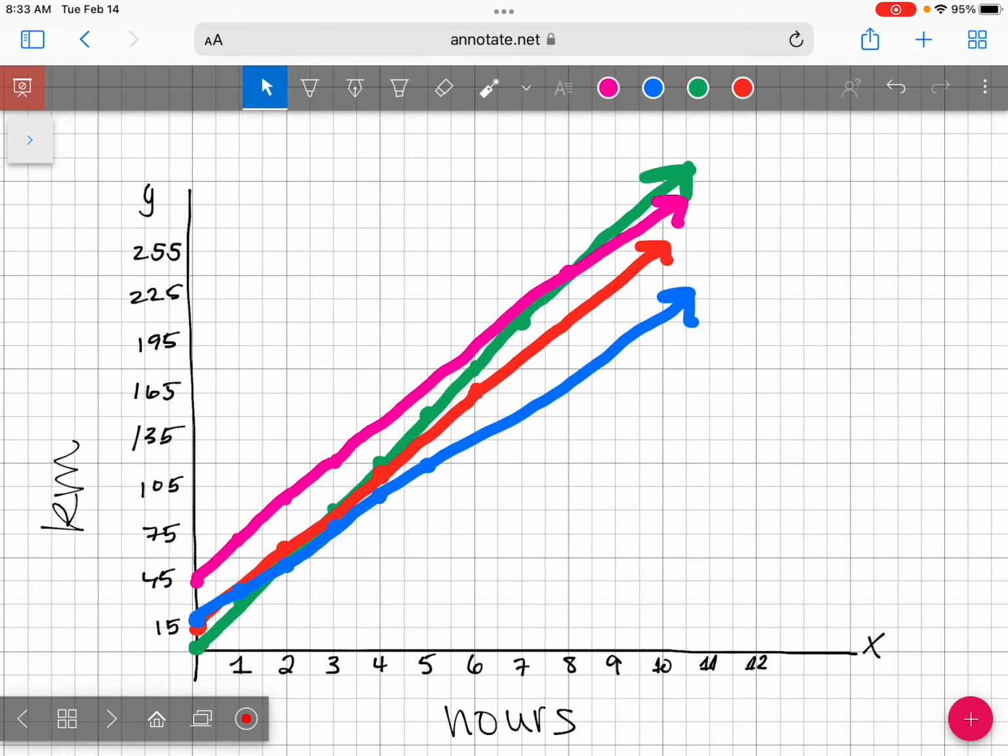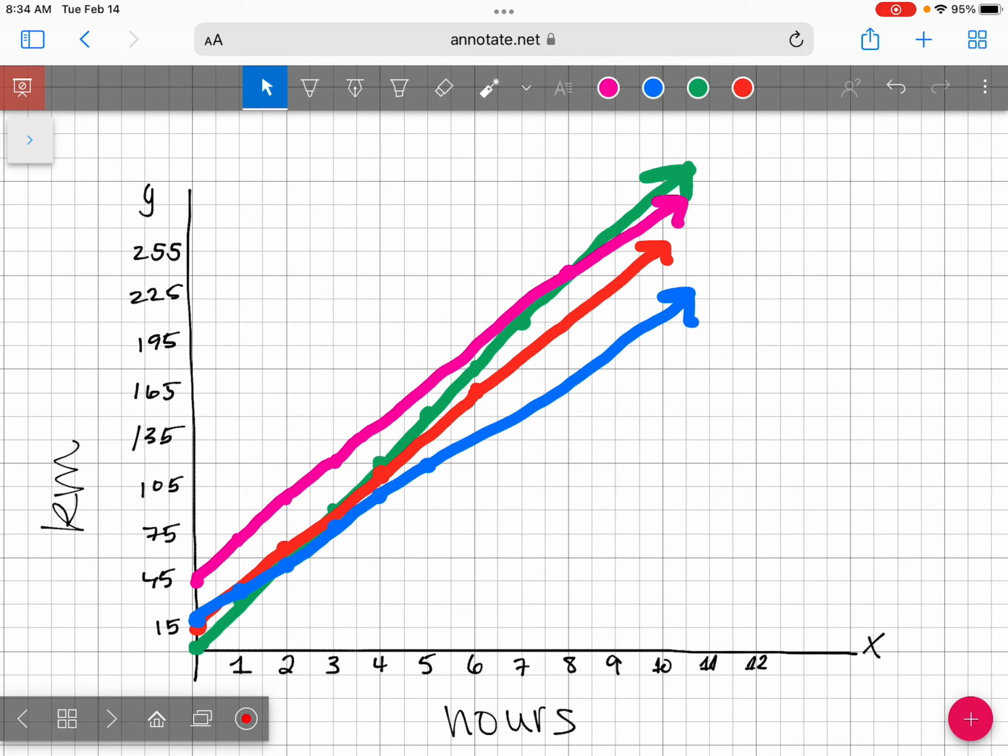Looking at your lines, who is cycling the fastest? What'd you say, Hermione? Ryan. How do we know Ryan is cycling the fastest? Steep. His line is the steepest, right? So Ryan is cycling the fastest. His line is the steepest. That's what you could do to explain it.